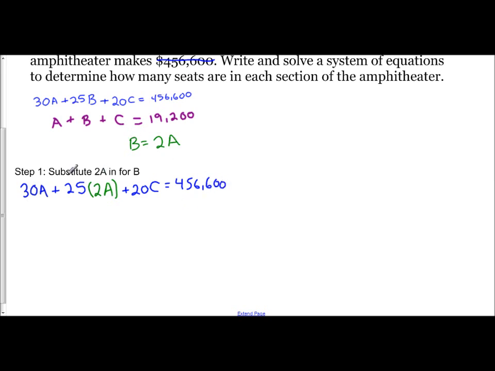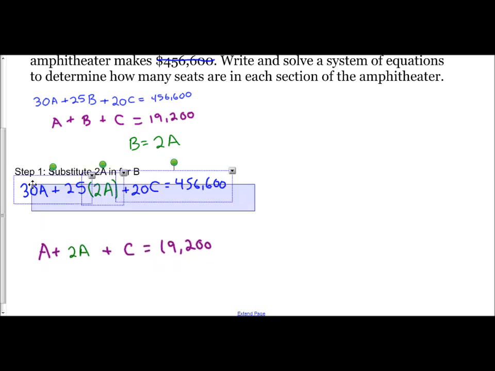And in my second equation, I have a plus b, but instead of b, I'm going to use 2a, so a plus 2a plus c equals 19,200. So I used my substitution method, plugged in 2a for b, and now I'm going to simplify, I'm going to combine like terms.